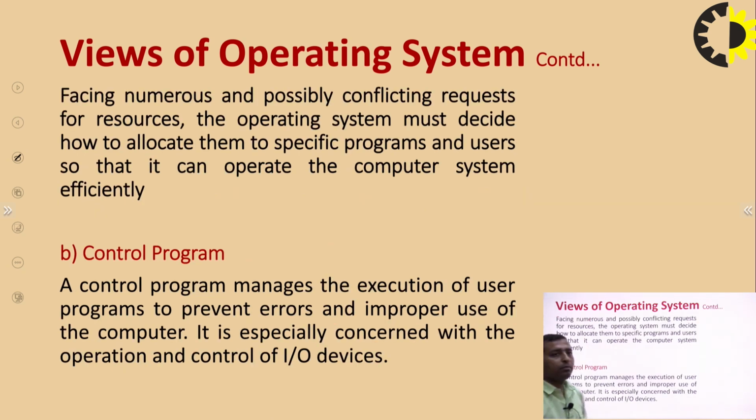Now, facing numerous and possibly conflicting requests for the resources, the operating system must decide how to allocate them to a specific program and user so that it can operate the computer system effectively. Meaning if many requests come from different users or different applications, then how to handle and manage the shared resources. Now, control programs. A control program manages the execution of user programs to prevent errors and improper use of the computer. This is the task of the operating system. It is especially concerned with the operation and control of input output devices.